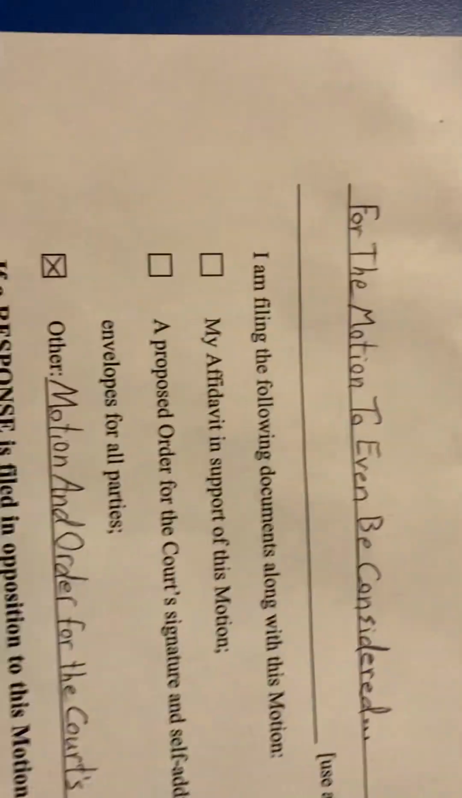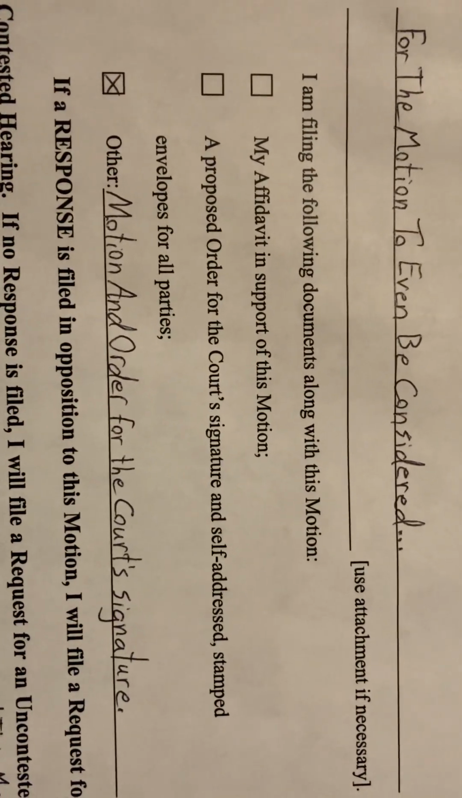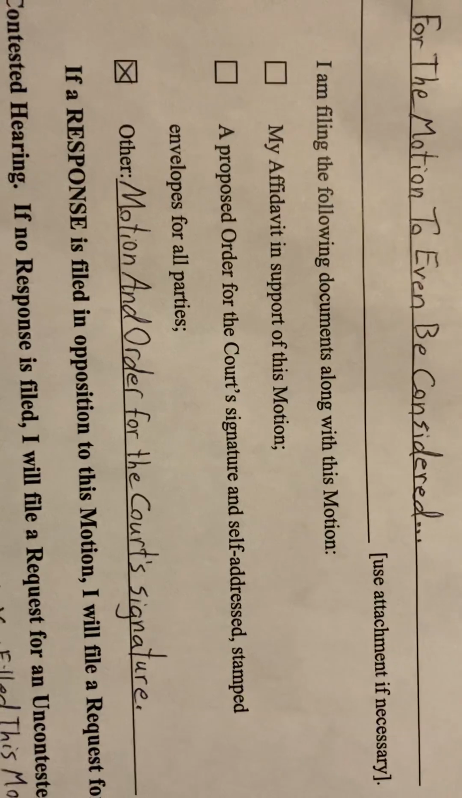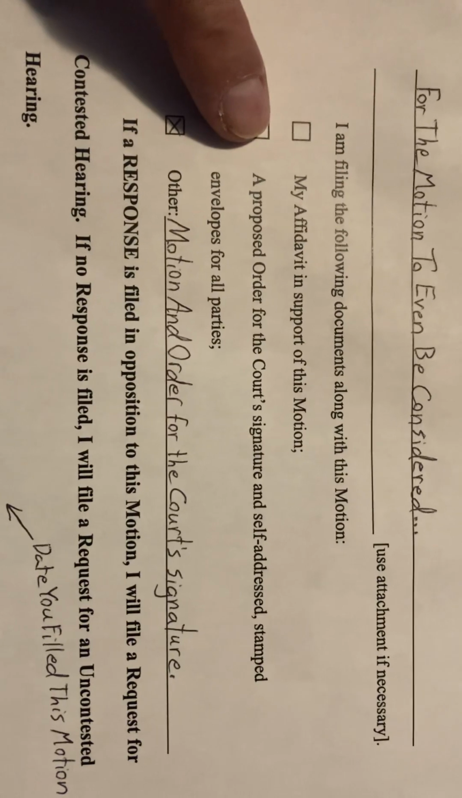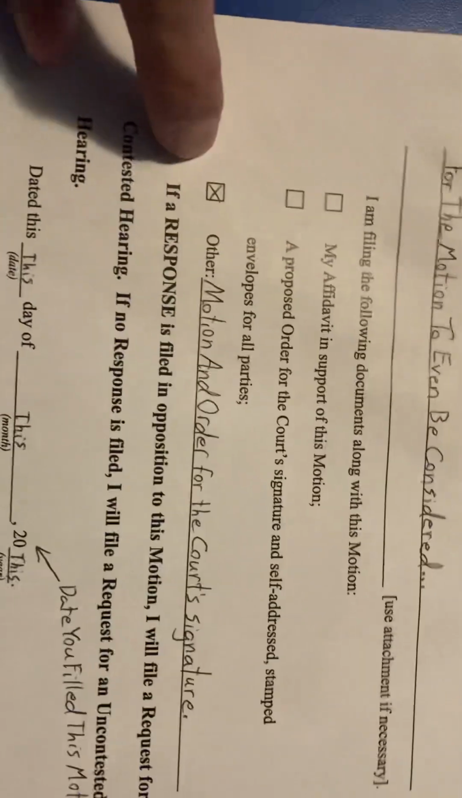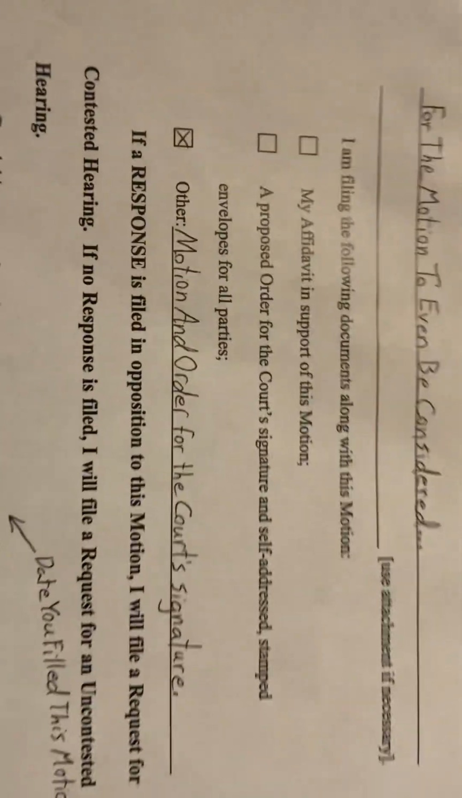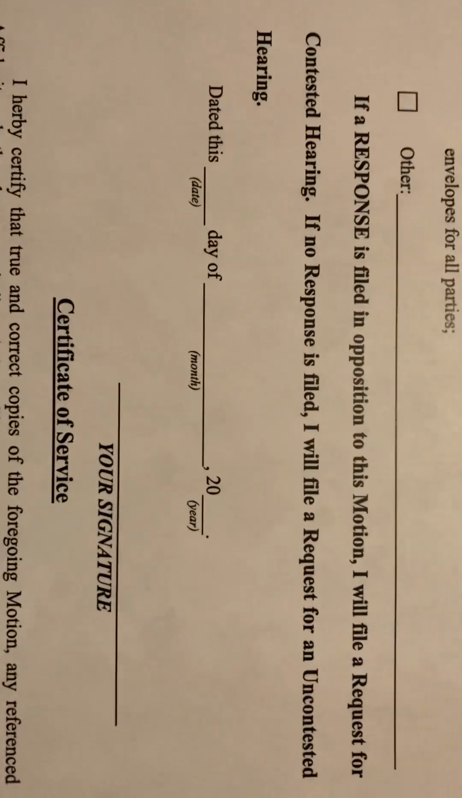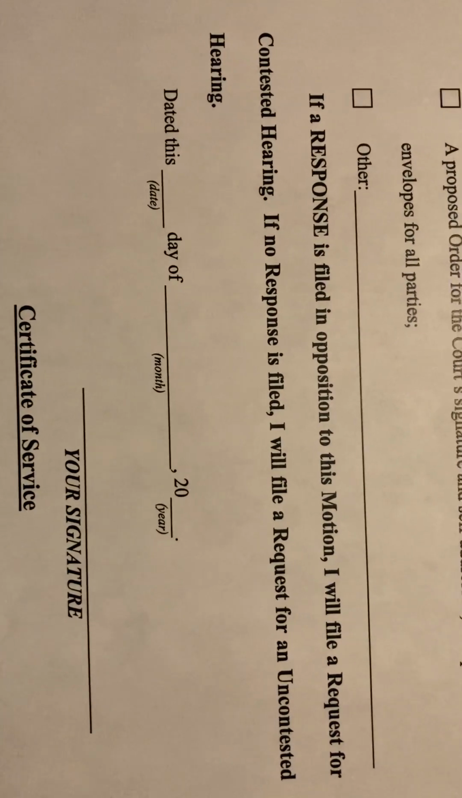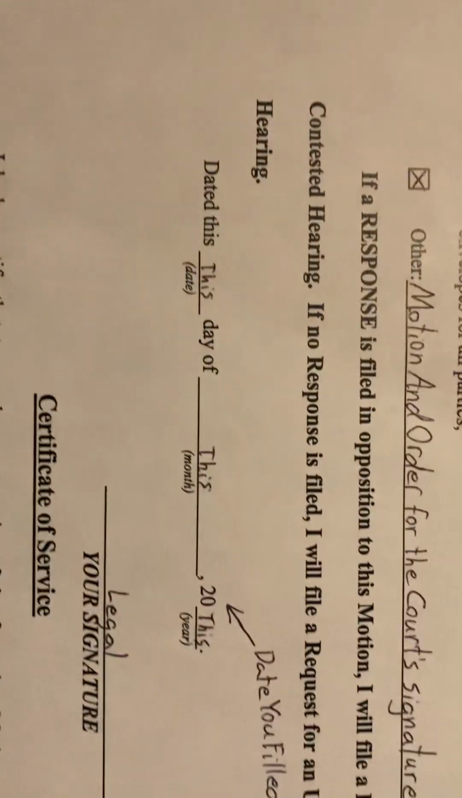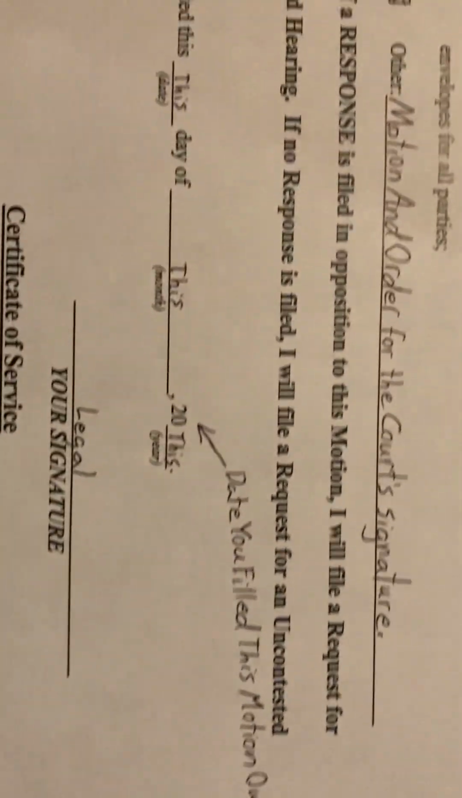So we go back over here. This is the same thing of what you're filing with the court. I am filing the following documents along with this motion. I am not filing an affidavit, and I'm not filing a motion for the court's signatures with a bunch of envelopes and stuff. So I went to the other, a motion and order for the court's signature. Simple. This part is going to be the date that you filled this paperwork out, with your signature. I say again, the date you filled this paperwork out with your signature, right there.